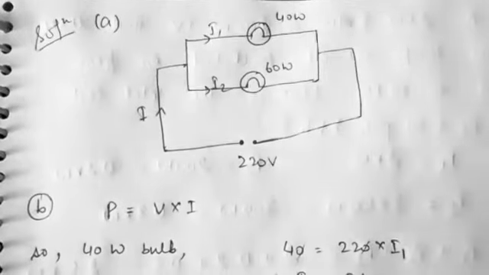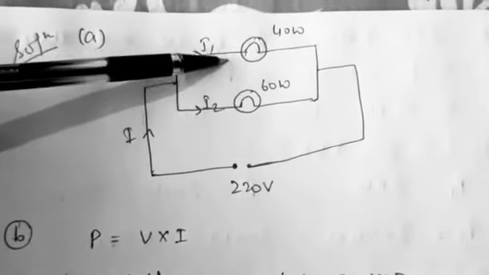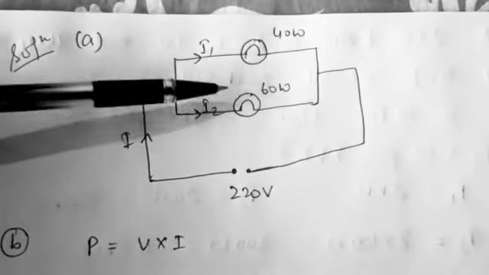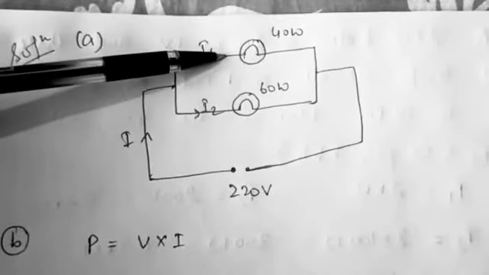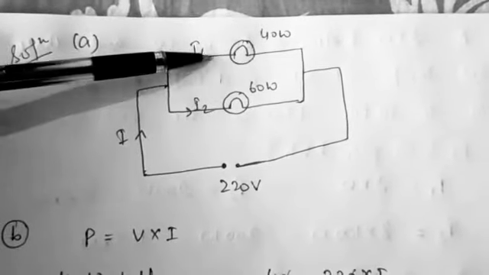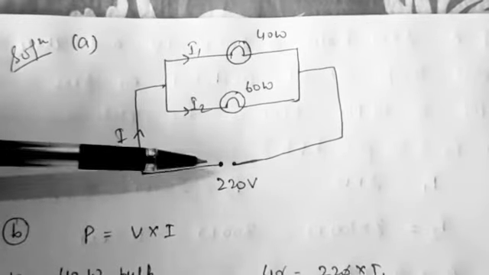So this is the symbol for bulb. The first bulb is rated at 40 watt and the second bulb is rated at 60 watt. Here we have arranged both the bulbs in parallel. In the parallel connection, the supply source is 220 volt.